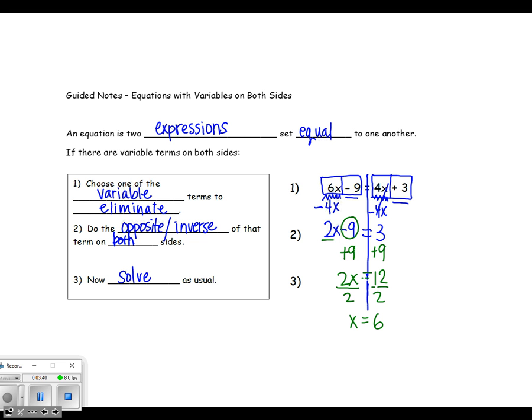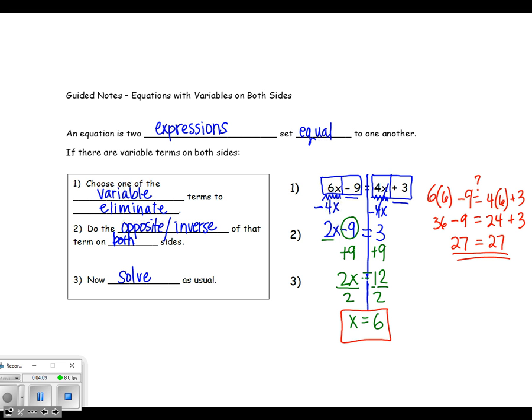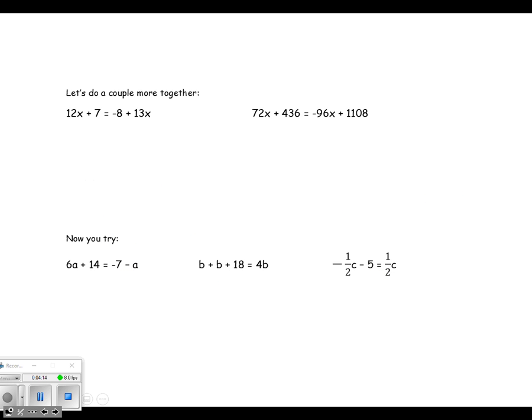I'm going to go ahead and check that answer by plugging in 6 for x. 6 times 6 minus 9, and I want that to equal 4 times 6 plus 3. So 6 times 6 is 36 minus 9. 4 times 6 is 24 plus 3. 36 minus 9 gives me 27. And 24 plus 3 gives me 27. Hooray! That is the correct answer. Is it important to check your answer? Always. You should always be checking your answer.